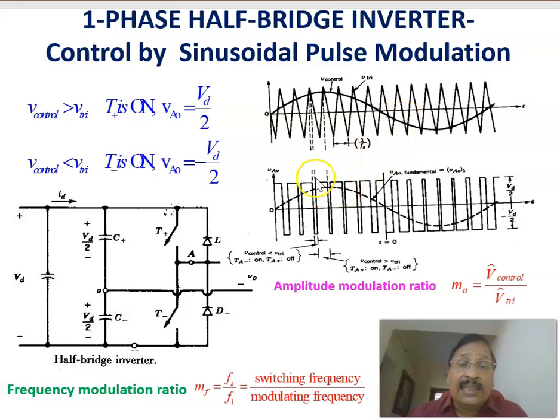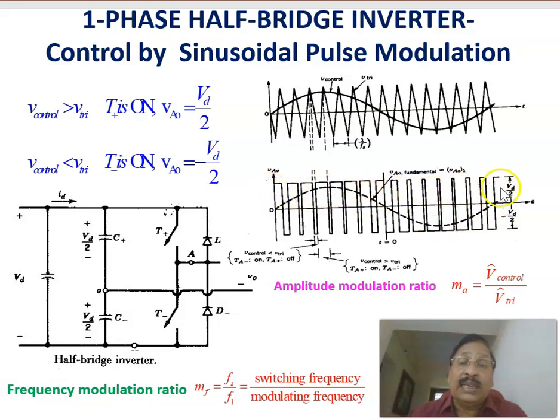The maximum magnitude of this fundamental is given by MA into VD by 2. We'll see that equation in the next slide. That is the maximum magnitude. Of course, the RMS value is that divided by root 2. In this case, this is actually the fundamental voltage.